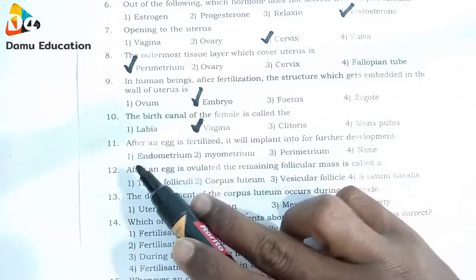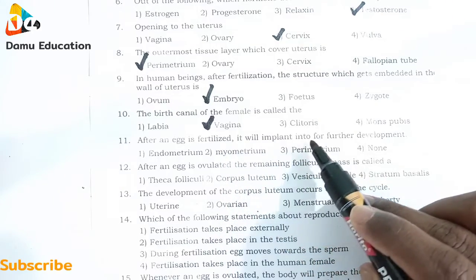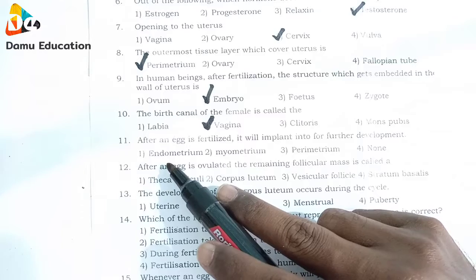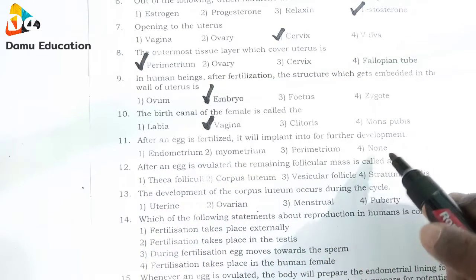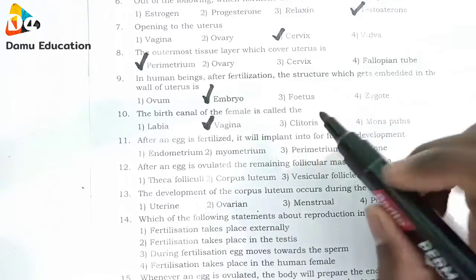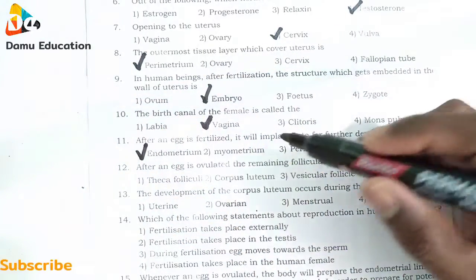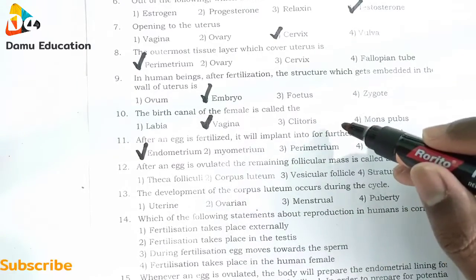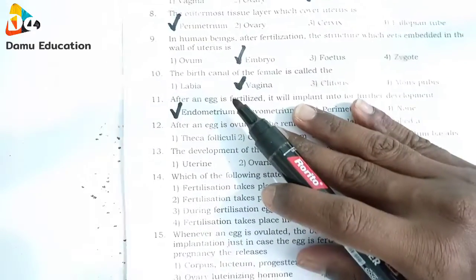Next, the 11th one. After an egg is fertilized, it will implant into what for further development? So what is the first one? Endometrium, myometrium, perimetrium and none. So the 11th one, we know that is endometrium. So after an egg is fertilized, it will implant into the endometrium for further development. Next one. So the 11th one is over.